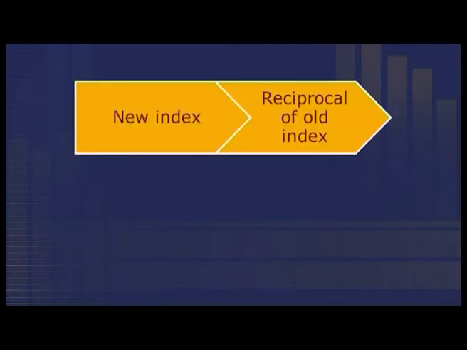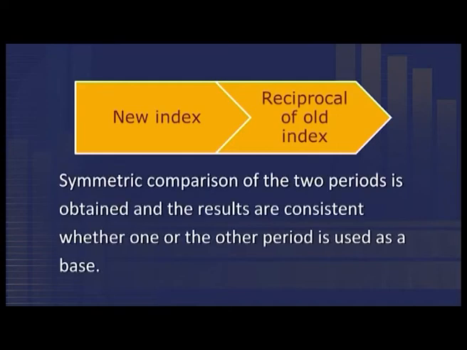Thus, a time reversal test used with index numbers is satisfied when the new index is the reciprocal of the original index if the functions of the base period and given period are interchanged. The advantage of index numbers meeting the criteria of the test is that a symmetric comparison of the two periods is obtained and the results are consistent whether one or the other period is used as a base.